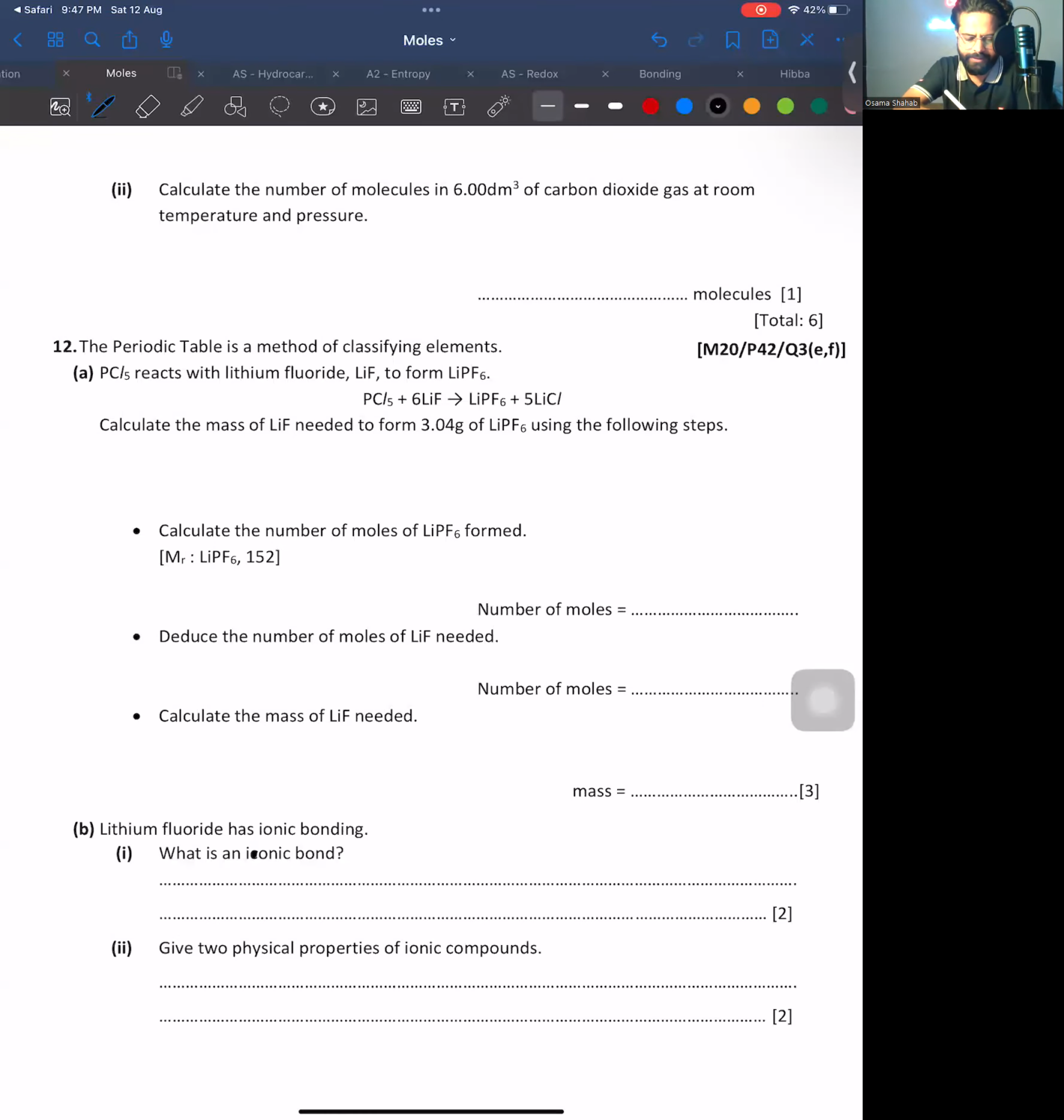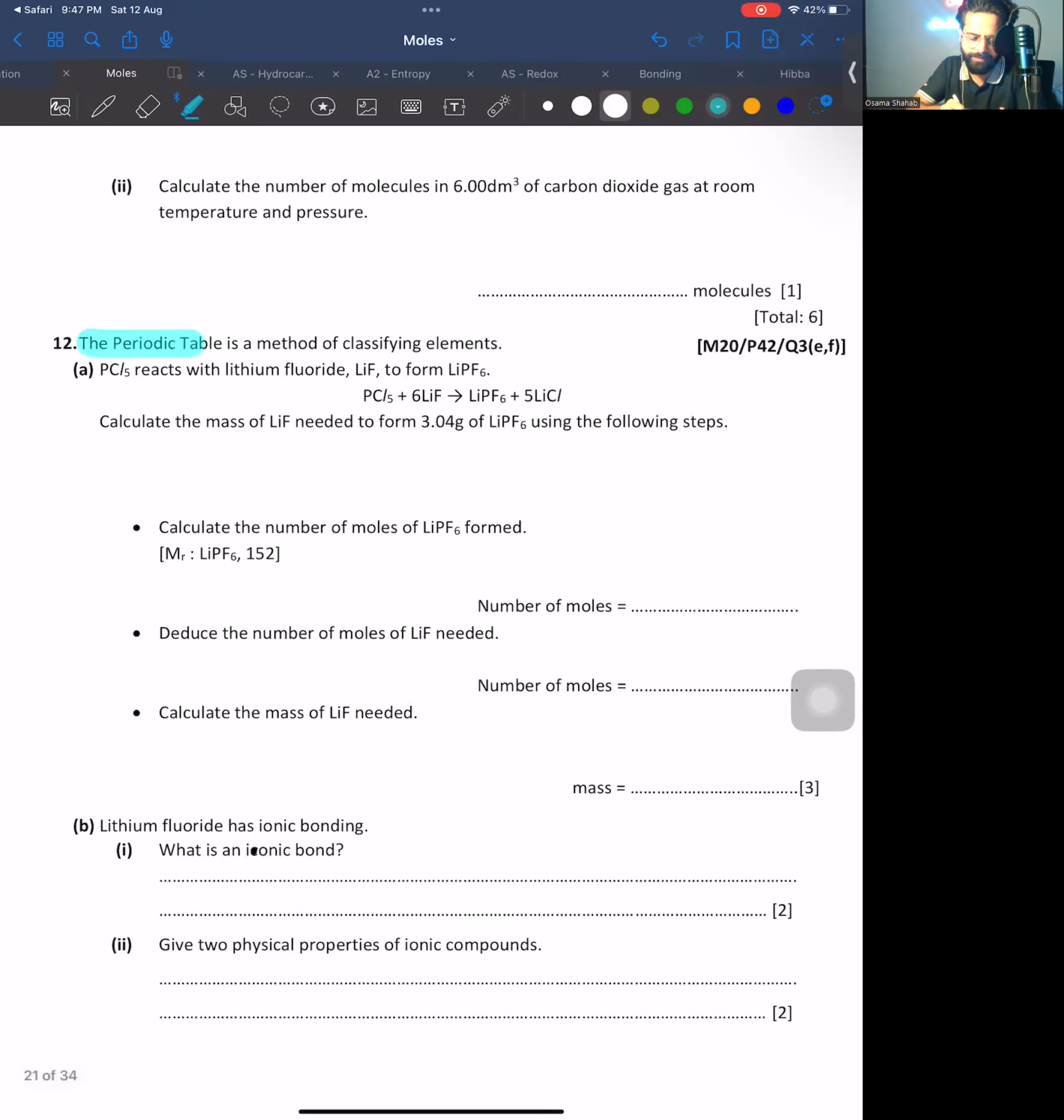अब जरा देखिए इसको क्वेश्चन को स्टार्ट करते हैं. ये क्वेश्चन आपसे क्या कह रहा है? The periodic table is the method of classifying elements, right? PCl5 reacts with lithium fluoride to form LiPF6, lithium phosphorus fluoride. Okay, the equation is already given to us. Calculate the mass of lithium fluoride needed. अब हम ये भी निकाल सकते हैं.